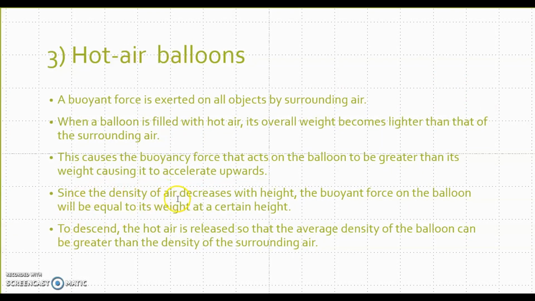Since the density of air decreases with height, the buoyant force on the balloon will be equal to its weight at a certain height. To descend, the hot air is released so that the average density of the balloon can be greater than the density of the surrounding air.